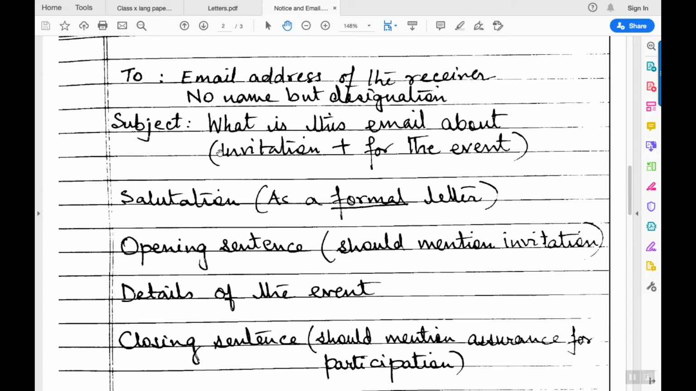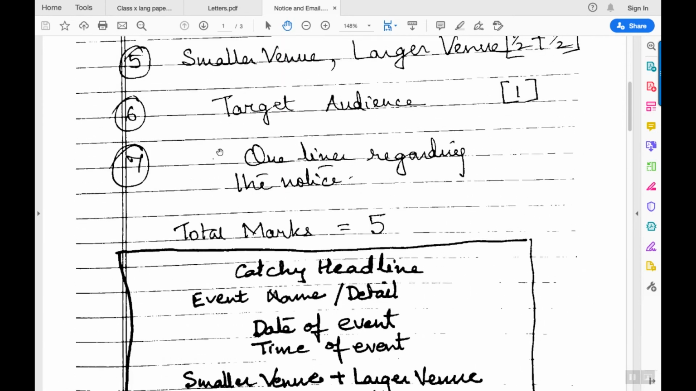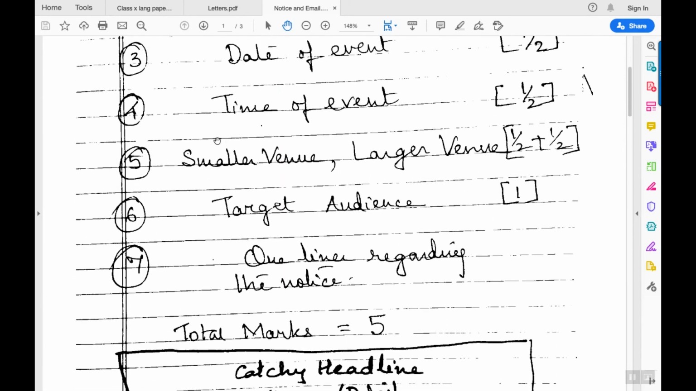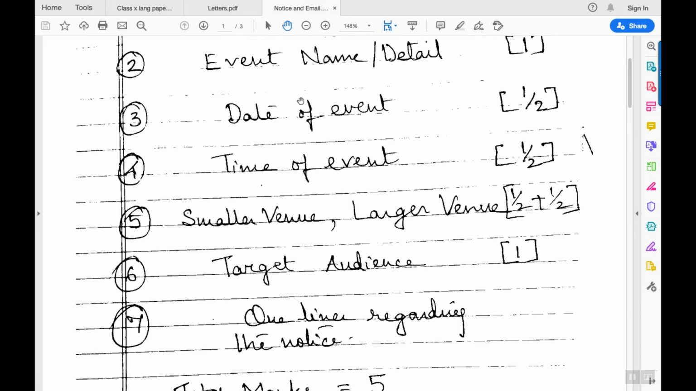Next, details of the events. Now, these details are to be taken from your notice. What will the details contain? Name of the event. When is the event? Time of the event. What is the venue of the event, both small and large? So every detail has to be taken from the notice.